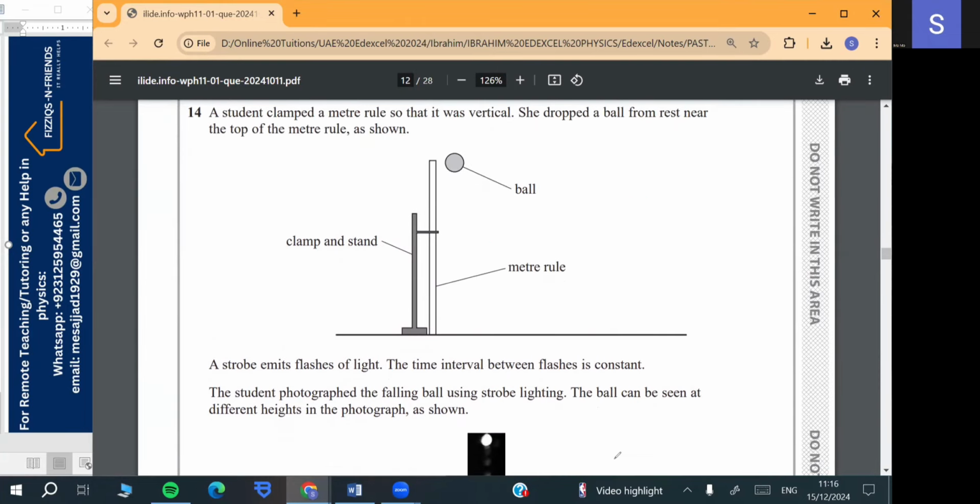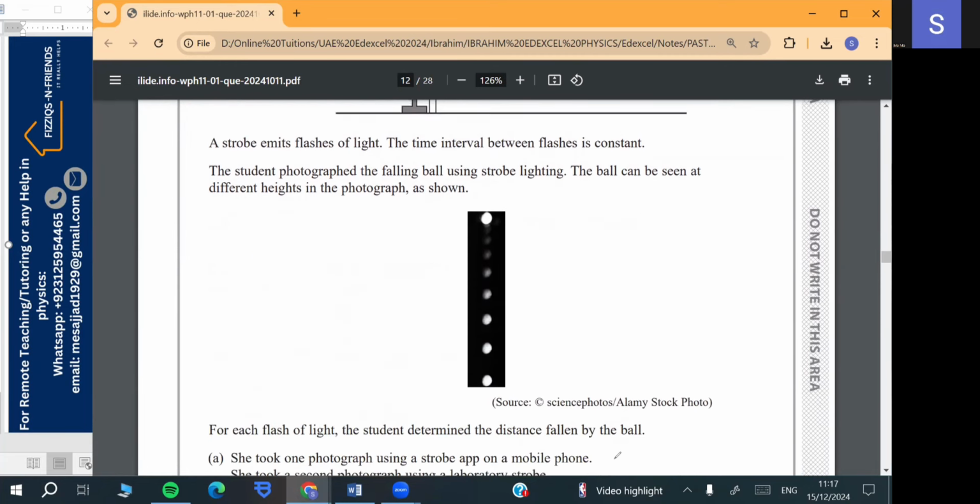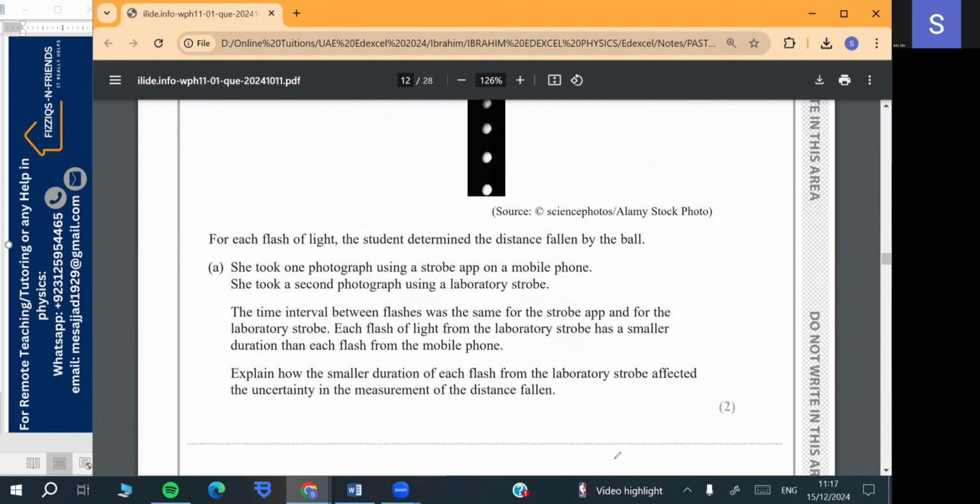A meter rule so that it was vertical. She dropped a ball from rest near the top of the meter rule as shown. A strobe emits flashes of light. The time interval between flashes is constant. The student photographed the falling ball using strobe lighting. The ball can be seen at different heights in the photograph as shown. For each flash of light, the student determined the distance fallen by the ball.